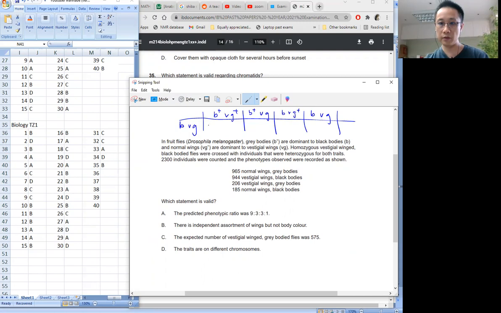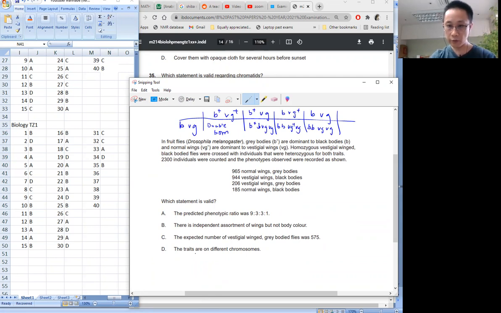So the first one is double dominant. Second one is dominant in color and recessive in wing size. Actually, I'll just draw the complete genotype for them. Anyway, that should be a 1 to 1 to 1 to 1 distribution, which is clearly not observed. And the most likely reason for deviation is that the 2 traits are on the same chromosome. So in other words, they are linked genes.